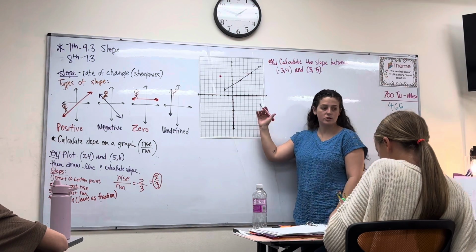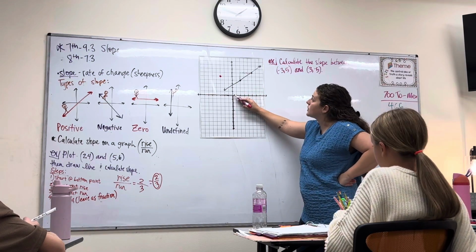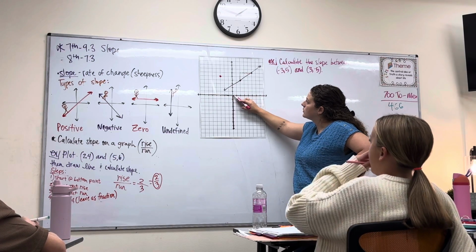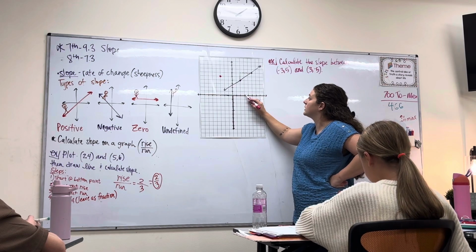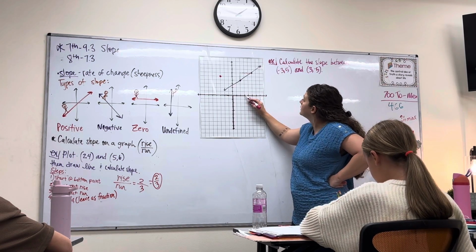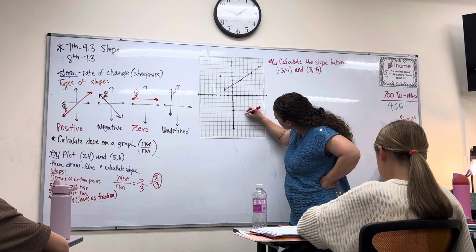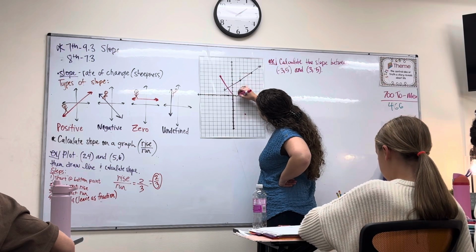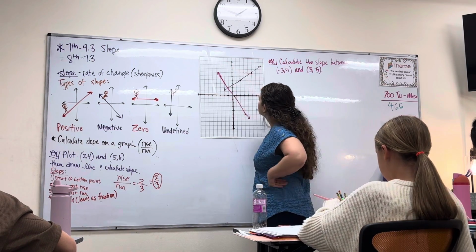So starting at the origin, use the same coordinate plane. Starting at the origin, plot (3, -5). So that 3 tells me to go where? Right, 1, 2, 3. The -5 tells me to go where? Down 1, 2, 3, 4, 5. So here's our line, going across quadrant 2 and quadrant 4.